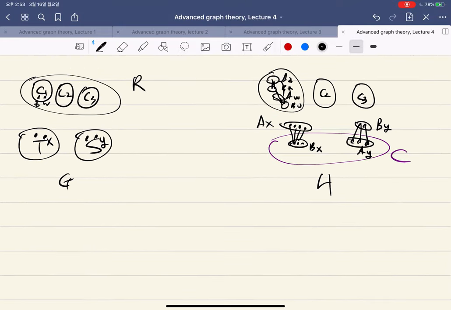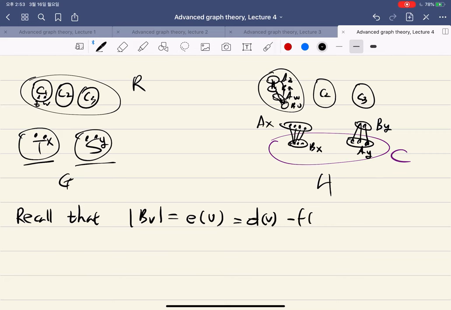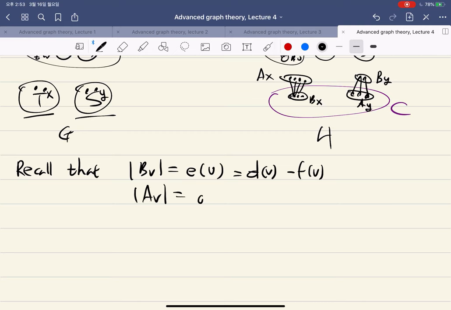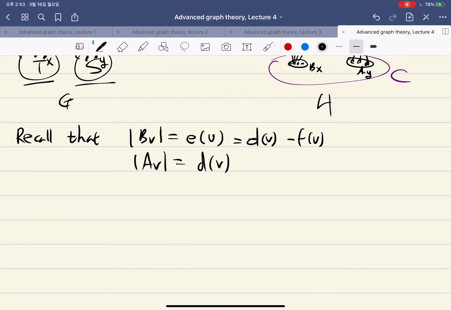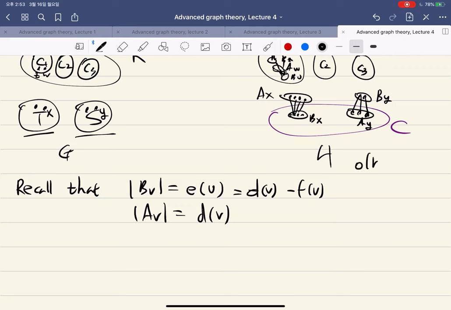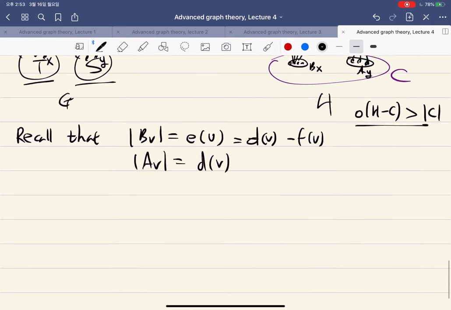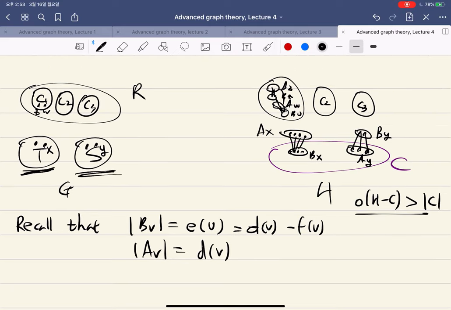So now we want to show that with this choice of T and C, the condition given at the theorem is no longer satisfied. So recall that the size of BV is the same as the excess of B, which is actually degree minus F of B, and the size of AB has size degree. And we have one more thing here, that the number of odd components in H minus C is bigger than C. So now we want to show that this F, T, and S contradicts our assumption.